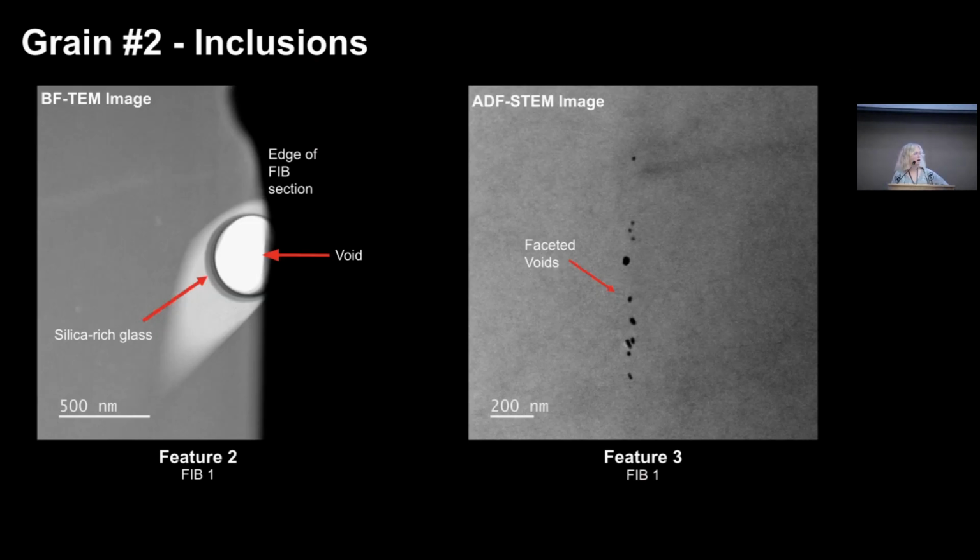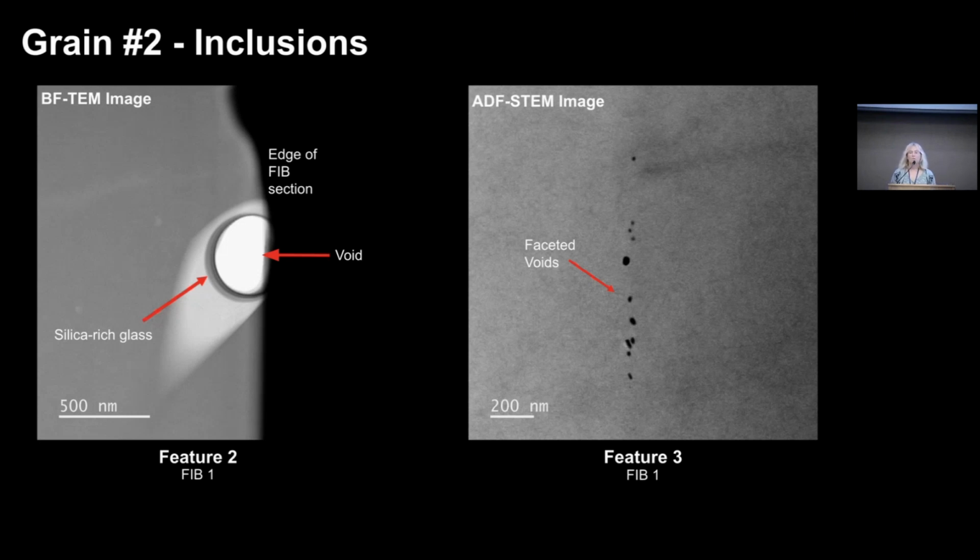So feature number 2, it was a void that occurred on the edge of the FIB section and was surrounded by a silica-rich glass. Silica-rich glass has been found by, I believe, Kuziak et al., 2022 paper in another lunar impactite zircon. So silica-rich glass has been found in lunar impactite zircons.